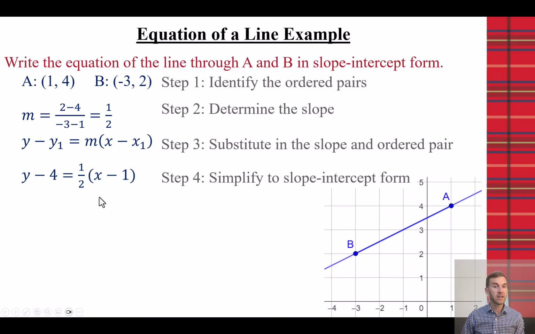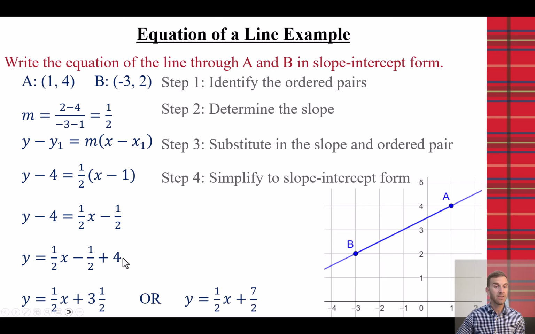And now I simplify. So I distribute the 1/2 to both terms. Now I want this in slope-intercept form, so the slope-intercept form is y equals mx plus b. So I need to get rid of this -4 on the left-hand side. So I add 4 to both sides, and then -1/2 plus 4 is 3.5, or I could say that y equals 1/2 x plus 7/2. And we knew the slope, and if you look here, where is it crossing the y-axis? It's crossing the y-axis at 3.5.